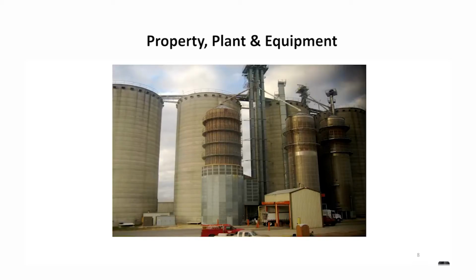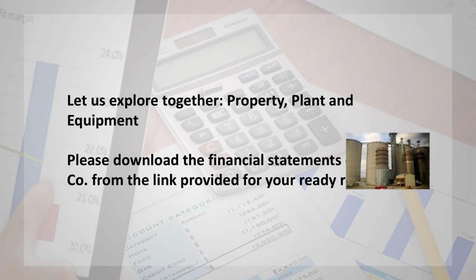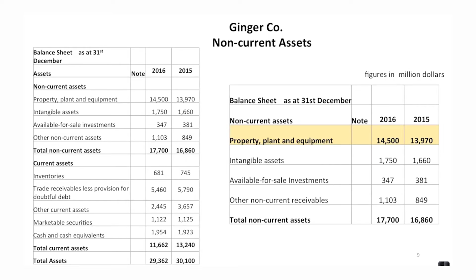Hey, it's practical time. Let us now explore Ginger Company's property, plant and equipment. Property, plant and equipment, as you know, also called fixed assets, is part of non-current asset in the balance sheet. As you can see, an amount of $14,500 million, a substantial portion of the total assets in the balance sheet. Let us explore this in greater detail as to what consists of property, plant and equipment and its breakup.